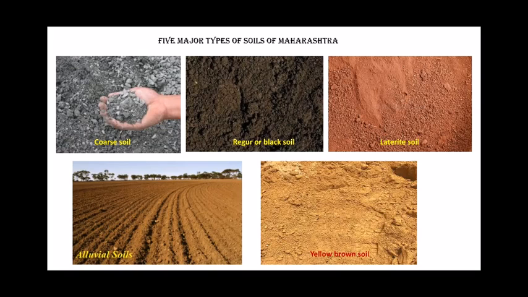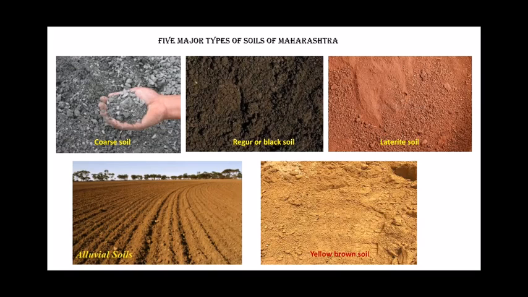This soil can be found on the hilltops in the western part of the Maharashtra plateau, for example Ajanta, Balaghat and Mahadev hills. In these soils, the proportion of dead plants and animals, that is called humus, is very less, negligible. The second type is the regular or the black soil.